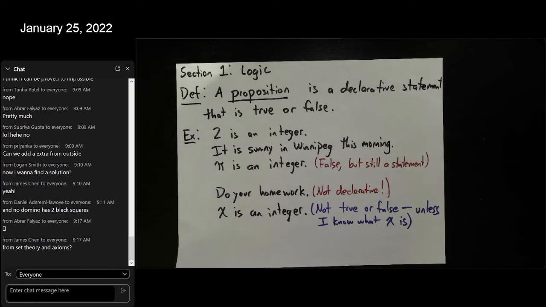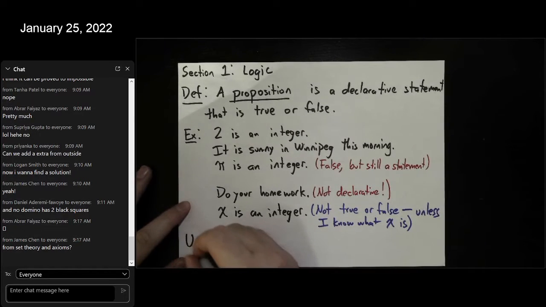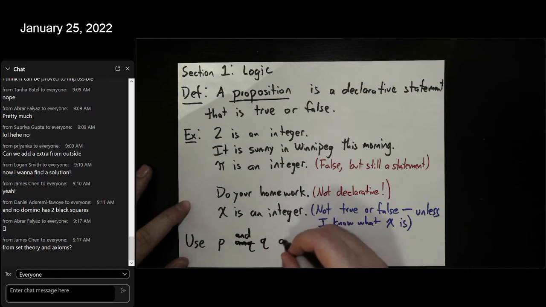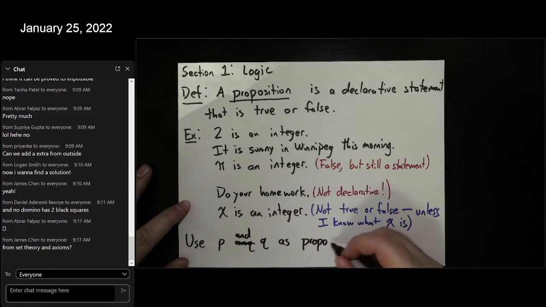In logic, propositions are the basic things we work with. Just like in arithmetic, you work with numbers, in logic, we're going to work with propositions. And just like in algebra, you can use variables to stand in for numbers, we can use variables to stand in for propositions. So I can use P and Q as proposition variables.